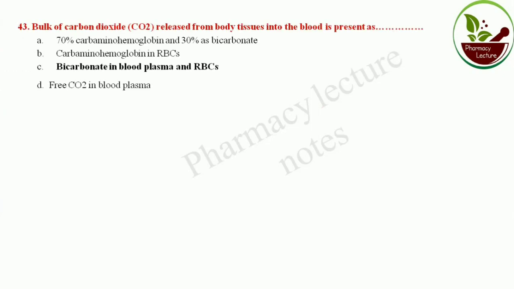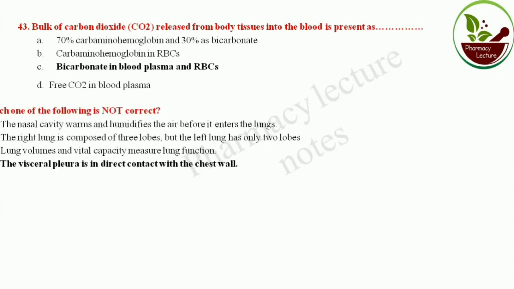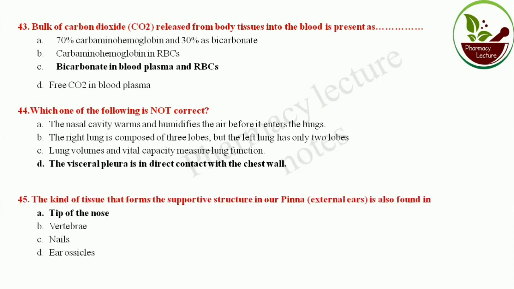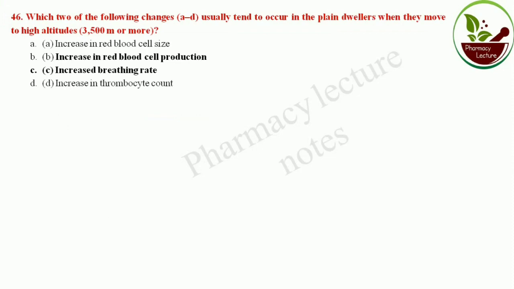Then the bulk of carbon dioxide released from the body tissue into the blood is present as bicarbonate in blood and RBC. Then the kind of tissue that forms the supportive structure in our pinna is also found in the tip of the nose.